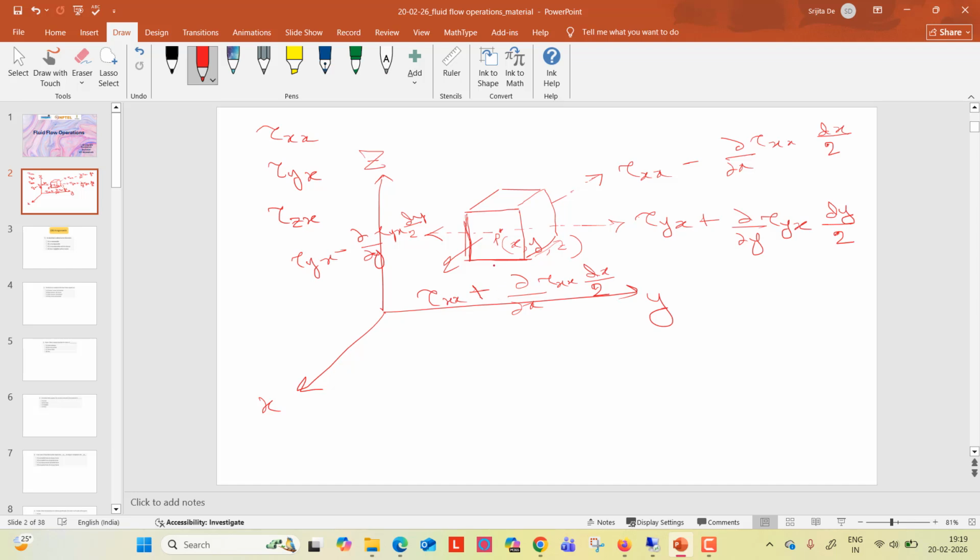So this is from the x directional perspective. That is why there are three components of x, and three components of y. So what will be the y component? It will be tau xy, tau yy, and tau zy, right? And for z directional it will be tau xz, tau yz, and tau zz, right? So these are the 9 components of stress.